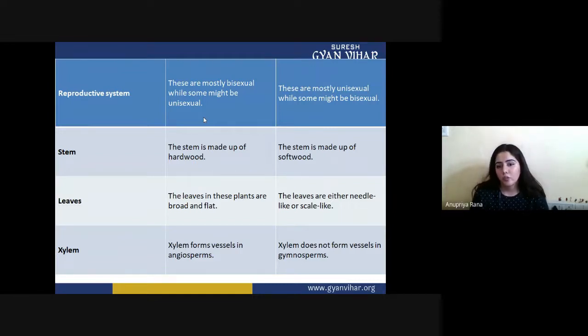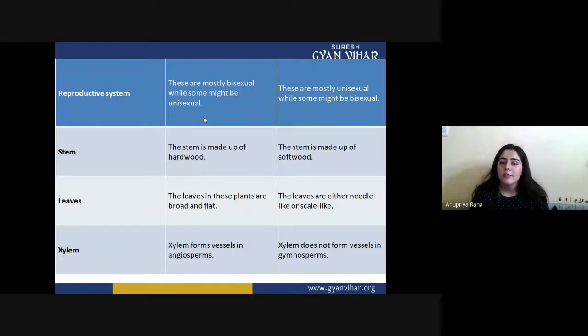But if we talk about gymnosperms, their leaves are like needles or scales. I just explained why they have needle and scale leaves: to reduce the transpiration rate and reduce evaporation of water. Now, if we talk about the xylem, the water transportation tissue, xylem forms vessels in angiosperms. Basically, the composition material of xylem in angiosperms is vessels, and in gymnosperms it is tracheids and xylem parenchyma.